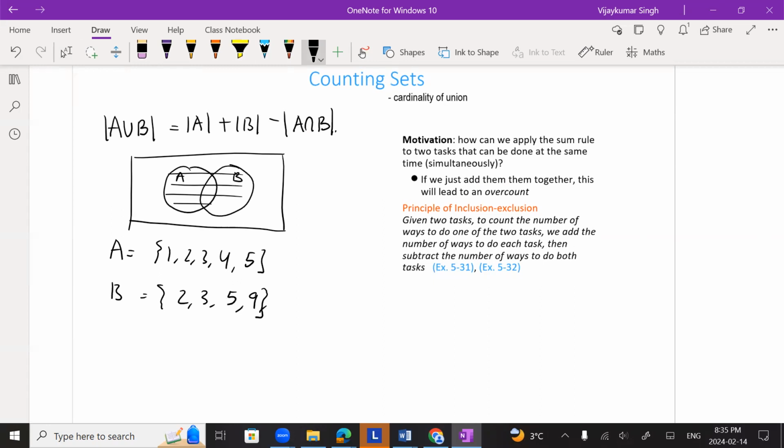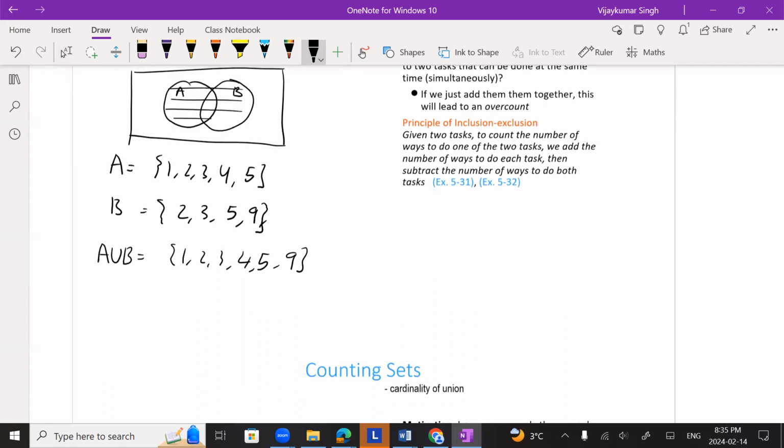Okay. All right. Now, what is A union B? A union B as a set is going to be 1, 2, 3, 4, 5. I exhaust that. And then I see, okay, 2, 3 counted already. 5 is already counted. So now let's count. What is the size of A union B? It is 1, 2, 3, 4, 5, 6.